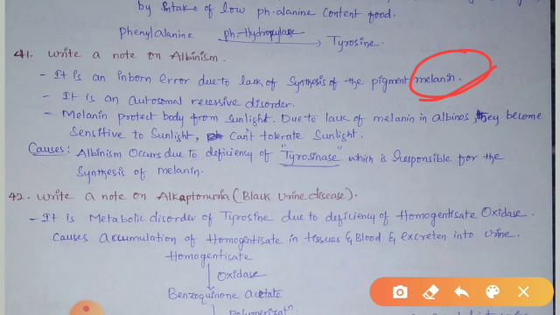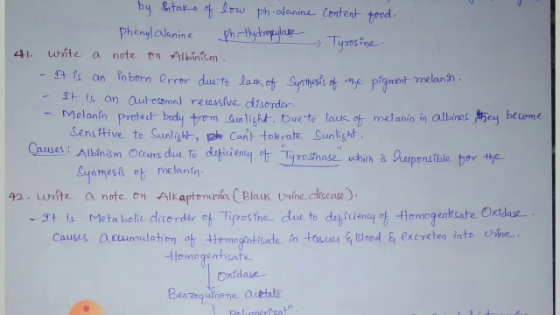It is an autosomal recessive disorder. Melanin protects the body from sunlight. Due to the lack of melanin, albino people cannot come into the sunlight. Why? Because they become sensitive to the sunlight and cannot tolerate it. The cause of albinism is the deficiency of the tyrosinase enzyme, which is responsible for the synthesis of melanin. So due to the deficiency of tyrosinase, melanin synthesis cannot occur, so albinism develops.